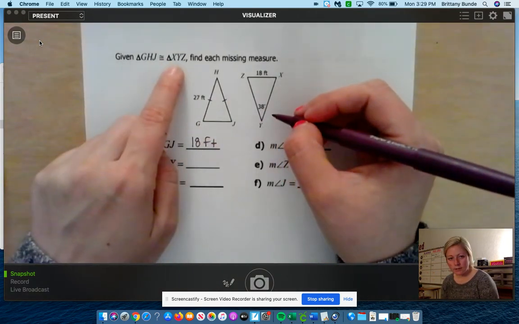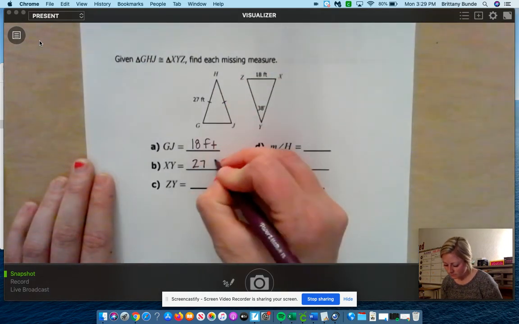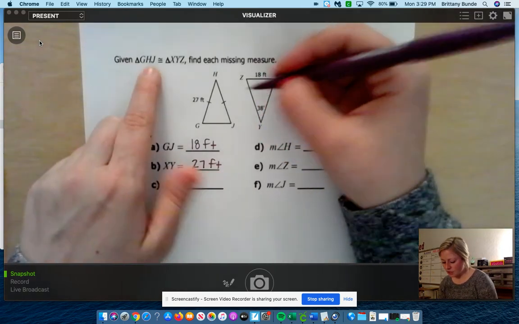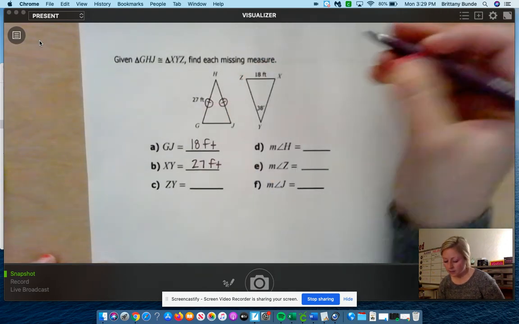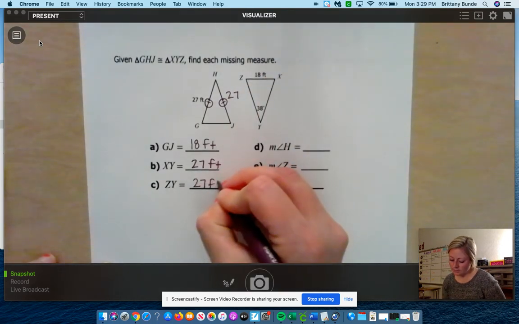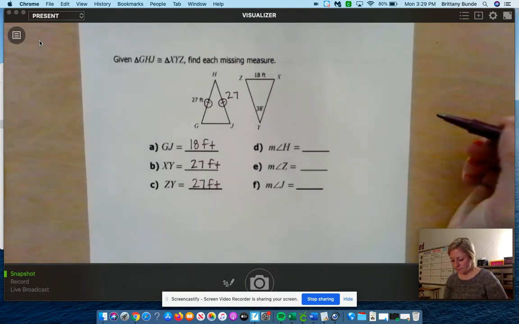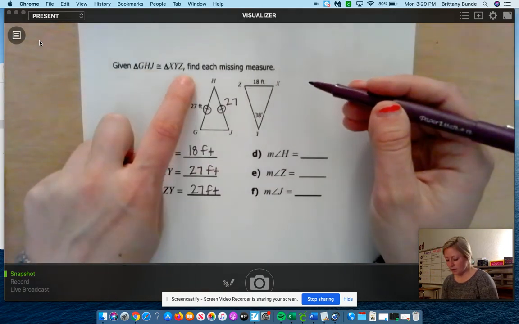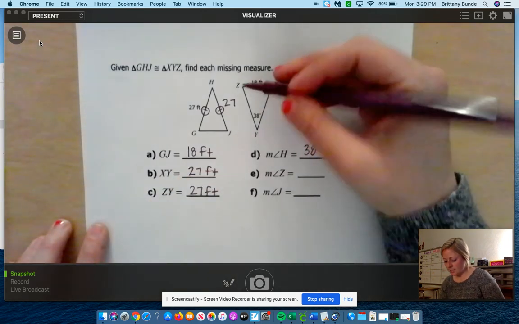XY, first two letters, matches GH, which they tell us is 27. And then ZY matches HJ. Well, we don't have anything written here, but remember those tick marks mean that segments are congruent. So if this is 27, so is this guy. So now we know that this is 27 feet. Now we're looking for some missing angles here. Angle H, my middle letter, matches Y, which we know is 38 degrees. And now we're looking for these missing two.